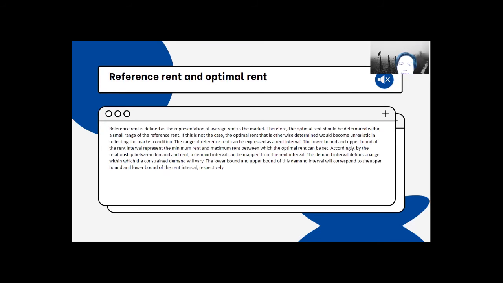A demand interval can be mapped from the rent interval. The demand interval defines a range within which the constrained demand will vary. Lower bound and upper bound of this demand interval will correspond to the upper bound and lower bound of the rent interval respectively.